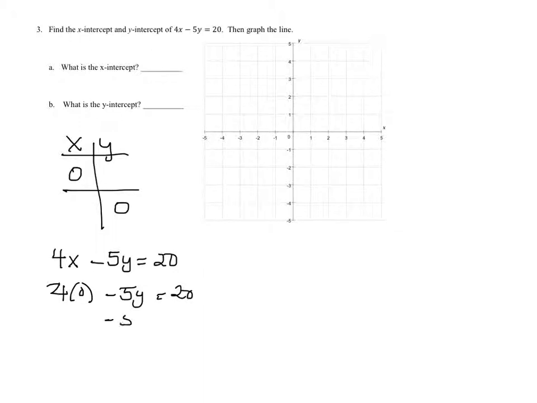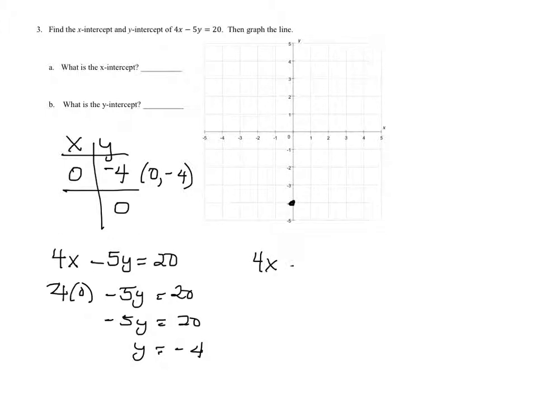So I get negative 5y is equal to 20. So y is equal to negative 4. So I pop that in there. Graph the point 0, comma, negative 4. Here we go, 0, comma, negative 4. There it is. And now we're going to put in 0 for y, see what we get.